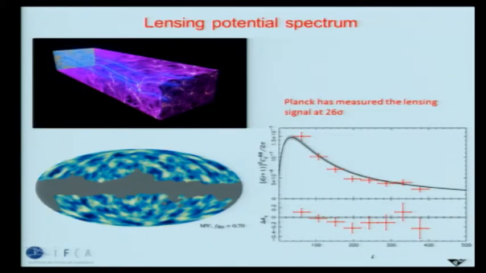Planck has also detected the lensing signal. The photons coming from the last scattering surface are deflected by the gravitational potential wells that are encountered in the path from redshift 1000 to redshift 0 to the observer. This is the power spectrum of the lensing potential, and this is a reconstruction of the map of the potential. This signal is detected at the 26 sigma confidence level.